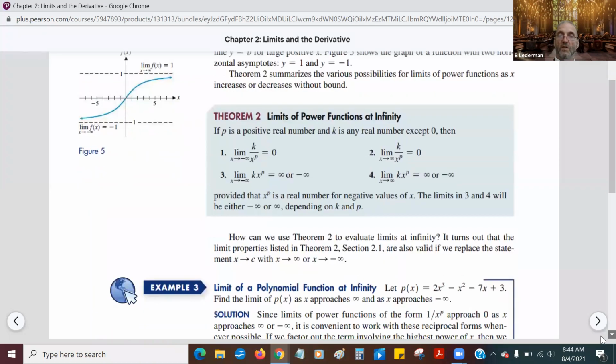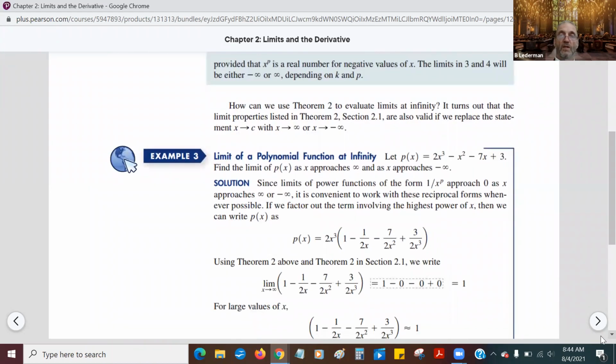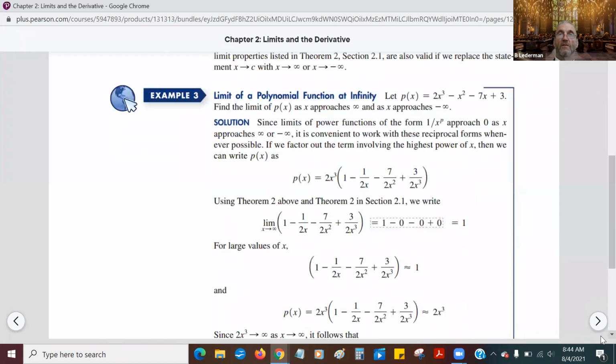So let's move on. Let's look at example 3, the limit of a polynomial function at infinity. So p of x is equal to 2x cubed minus x squared minus 7x plus 3. Now, find the limit of p of x as x approaches infinity and as x approaches negative infinity. Well, from algebra, we know that when x approaches positive infinity, the limit will be positive infinity. And when x approaches negative infinity, this is going to be negative infinity because x to the third is an odd power. We actually kind of know that from algebra, but let's work it out step by step.